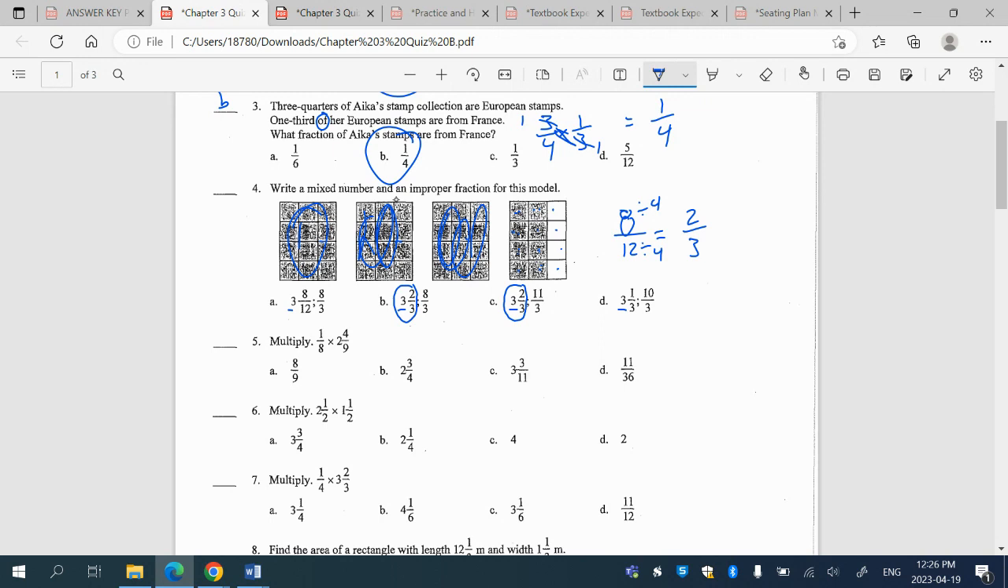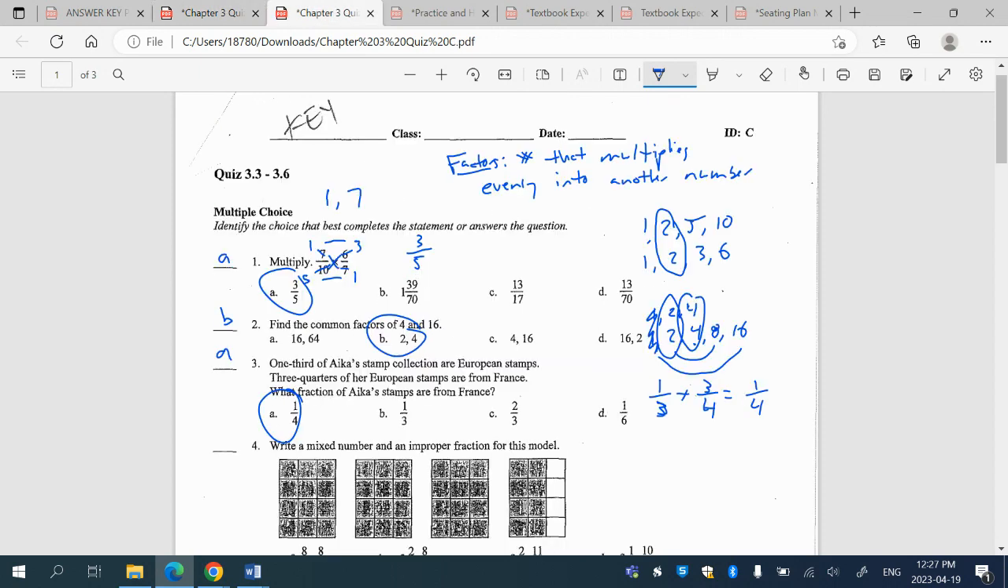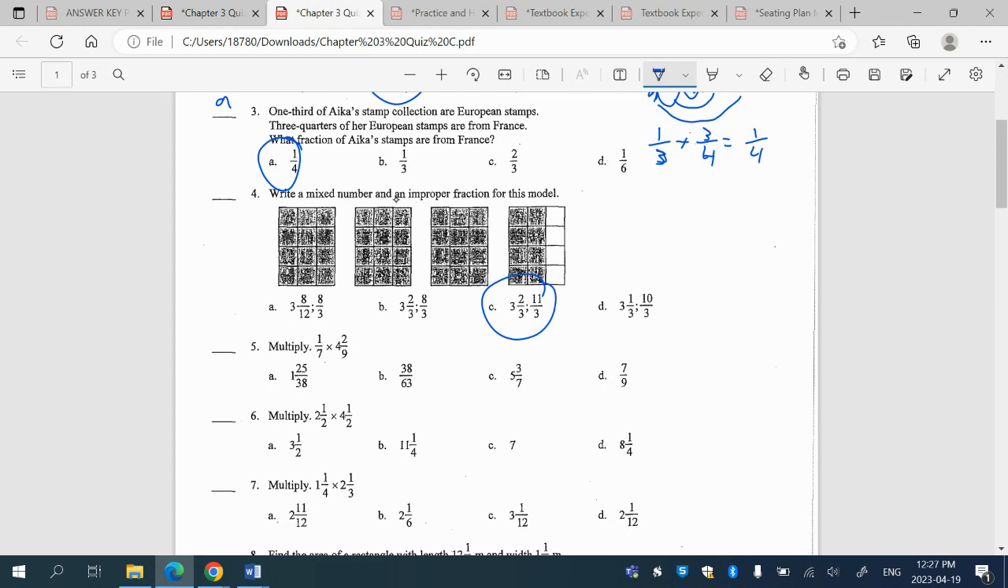Now, is it going to be 8/3 or is it going to be 11/3? And the way that I would check this is just by converting the mixed number to improper form. Remember, the way that we do that is we multiply the denominator by the whole number, and then we add the numerator. So 3 times 3 is 9, plus 2 is 11 over this same denominator, over 3. So it has to be this one. It's got to be C. And that's the same on this one as well. It's also C.